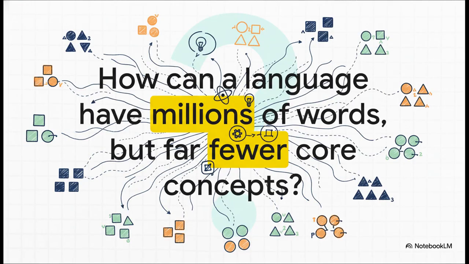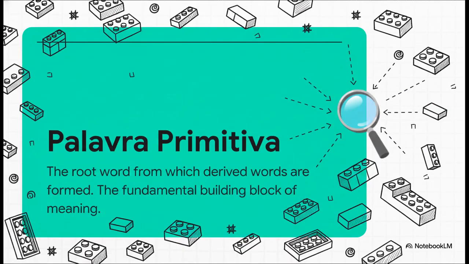Right? And that brings us to this really fascinating puzzle. When you think about it, we don't have millions and millions of unique ideas. So why on earth do we have so many words? It's because language has a secret, super efficient system for taking one core concept and just spinning it out into dozens of different meanings. And at the absolute heart of this whole system is what's called the palabra primitiva, or as we'd say, the root word. This is our fundamental Lego brick. It's the core piece of meaning that everything else gets built on top of.